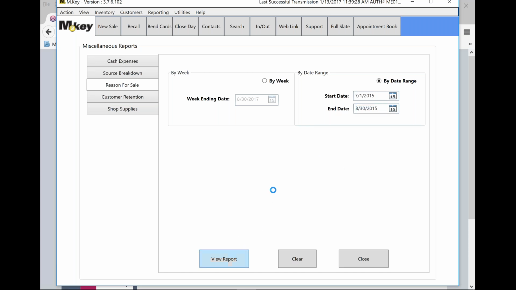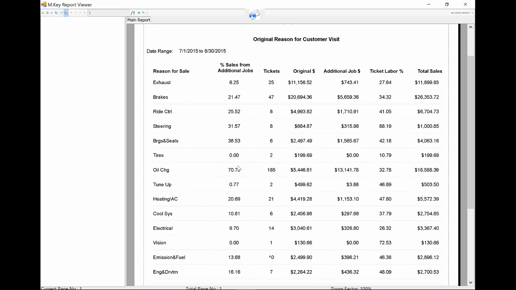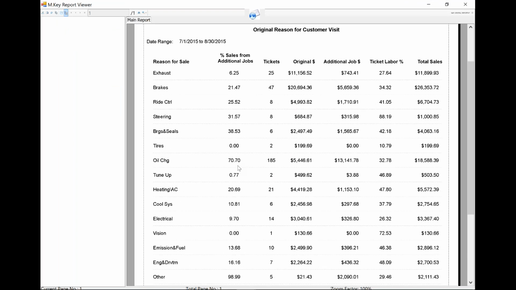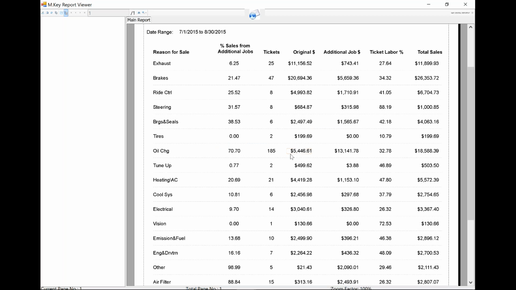If you're looking at this by the month, this is a real quick sign to tell you several things. One, are my people actually inspecting cars? Two, where is my business coming from? There's two things encouraging about this. Number one, oil change dollars for that month for this center was $5,000. Oil changes are cheap, but look what additional sales we got off of oil changes for that period, $13,000.